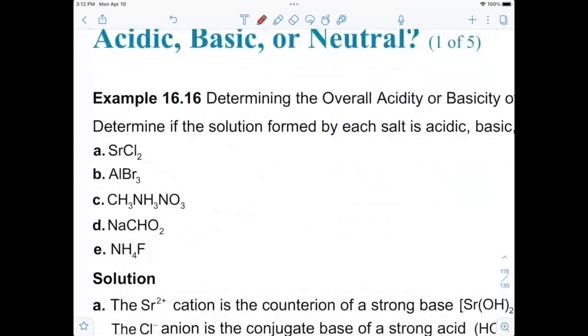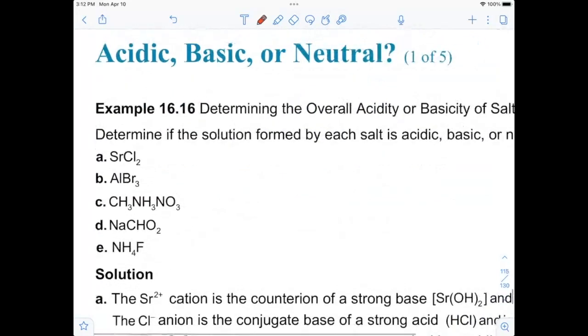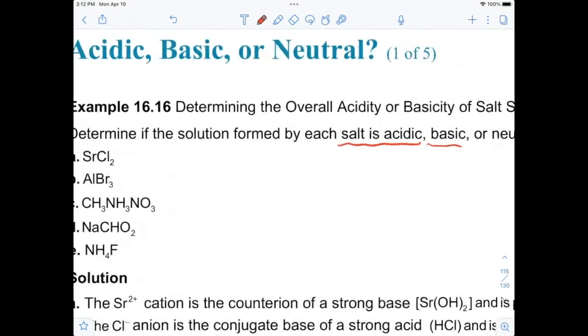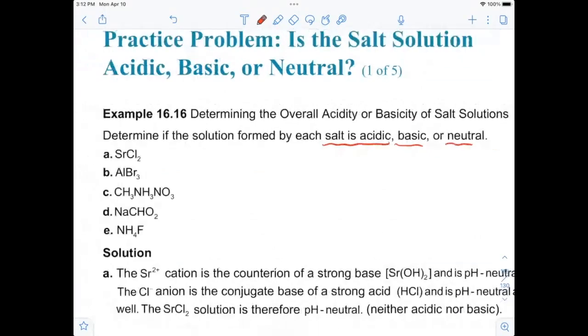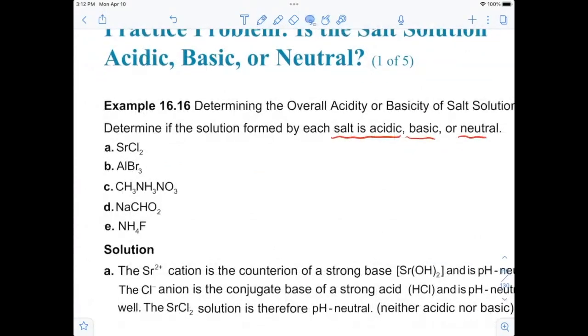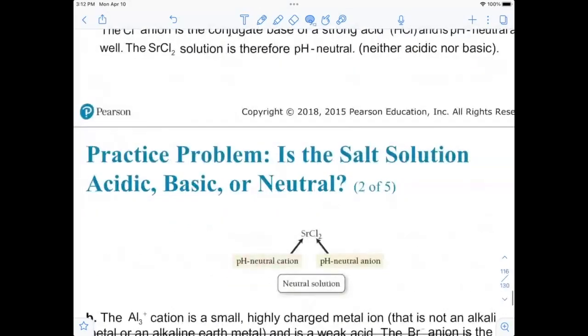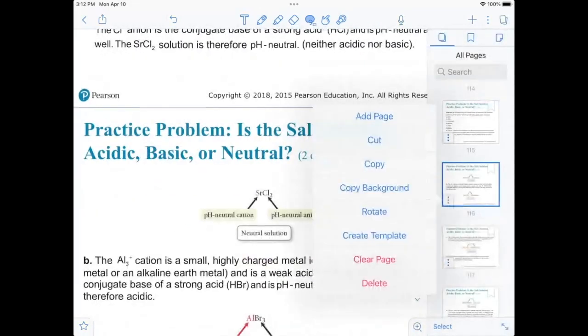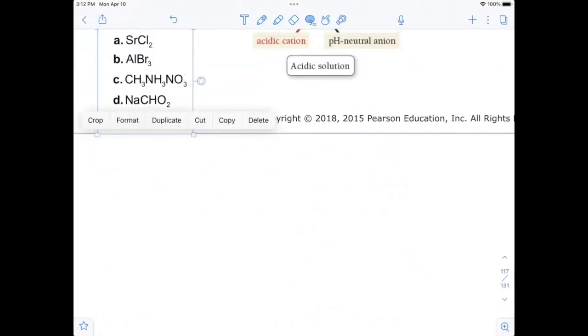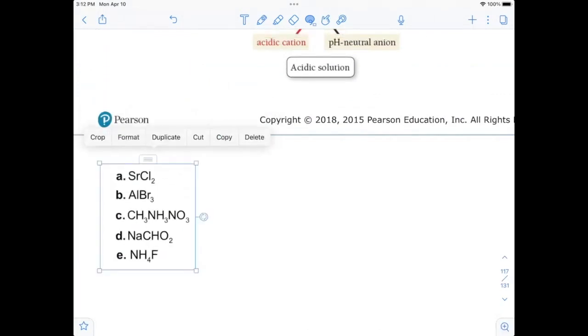Down here, we're going through the problems and the rules, and they're asking you to determine if the solution formed by each salt is acidic, basic, or neutral. Okay, so let me copy this part right here, and we'll go through the rules. Actually, the last one is exactly what I just worked out, so I want to work that one out first. Okay. Oh, I need a blank page here. I'll start with the last one.